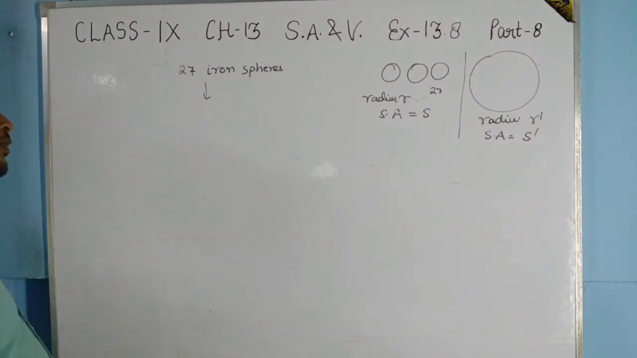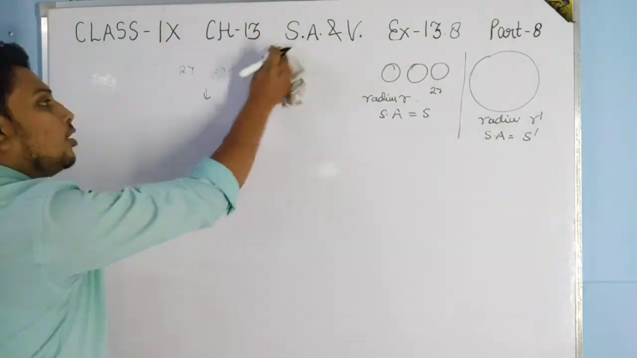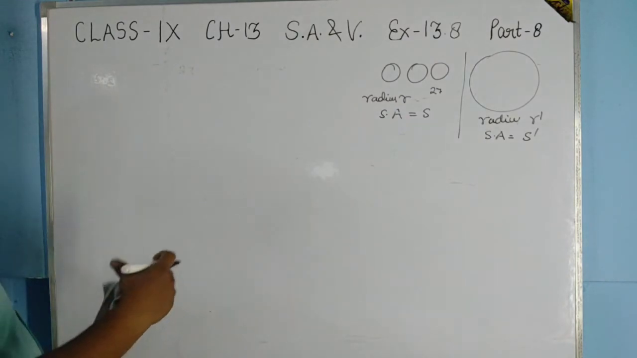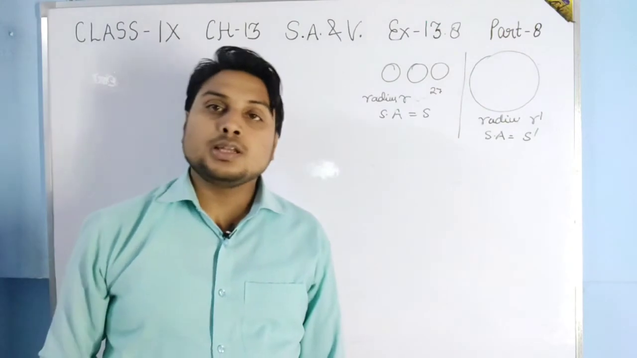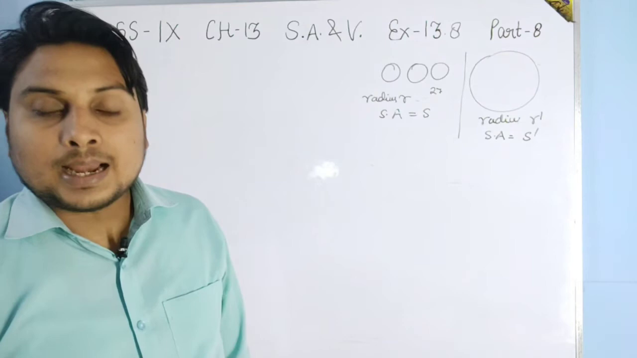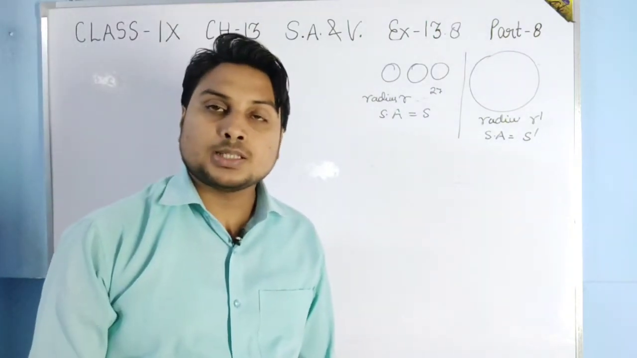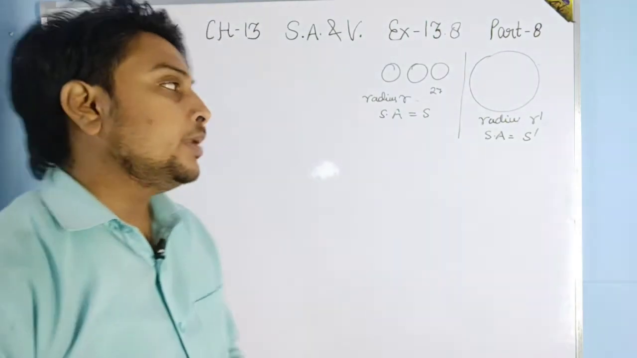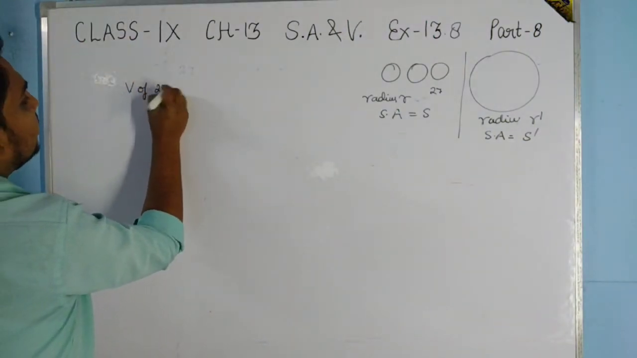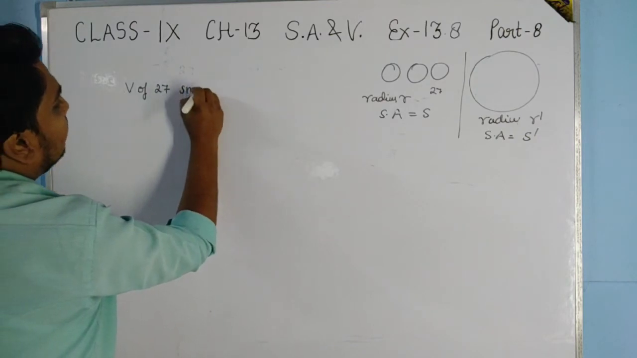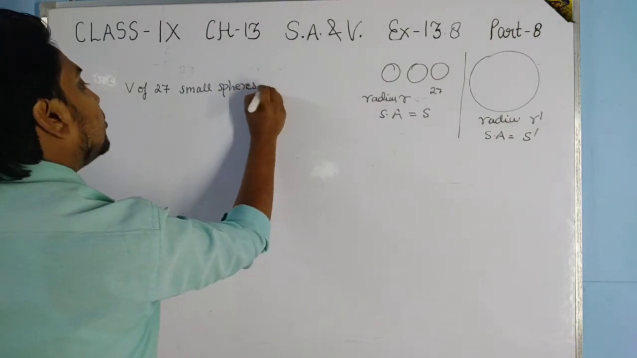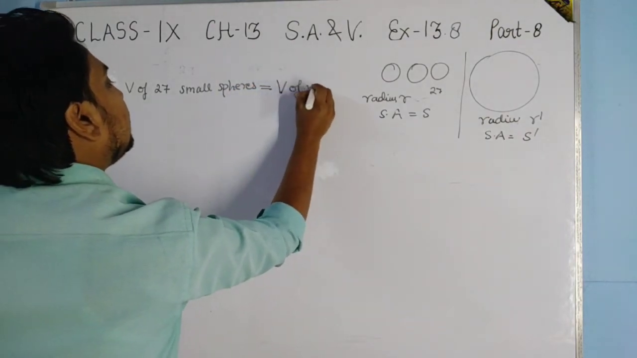So students, whenever there is a case of melting a solid to form a new solid, in that case the volume remains the same. It means the volume of the 27 small spheres will be equal to the volume of the new sphere.